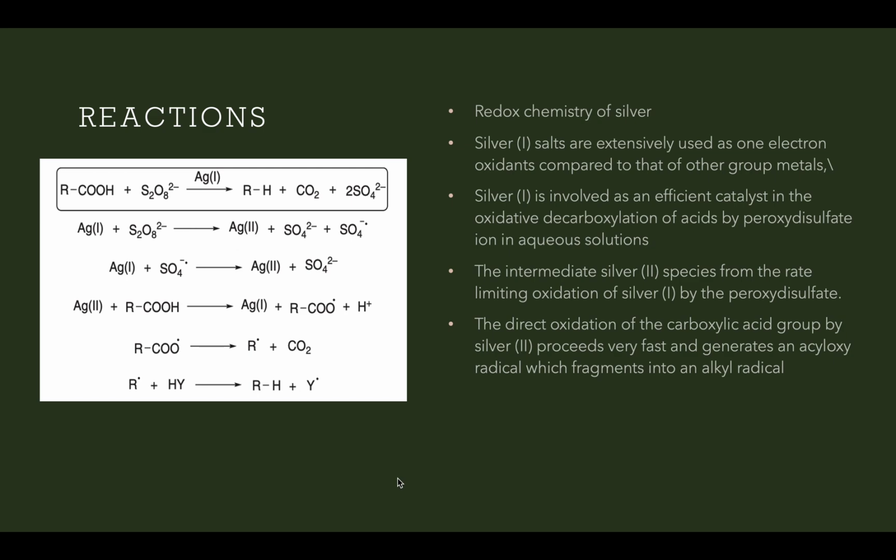mechanistically forms the metastable intermediate silver 2 species, from the rate-limiting oxidation of silver 1 by peroxydisulfate, which plays a crucial role in the specific and efficient decarboxylation process. The direct and facile oxidation of the carboxylic acid group by silver 2 proceeds very fast and generates that acyloxy radical, which subsequently fragments into an alkyl radical and carbon dioxide. The final products are obtained by oxidation of the alkyl radical by silver species as well as by hydrogen transfer to solvent.